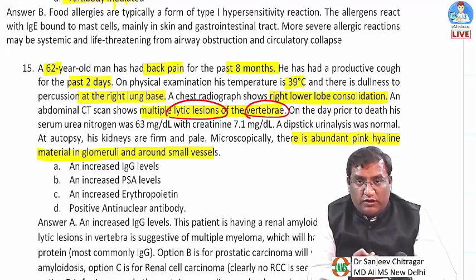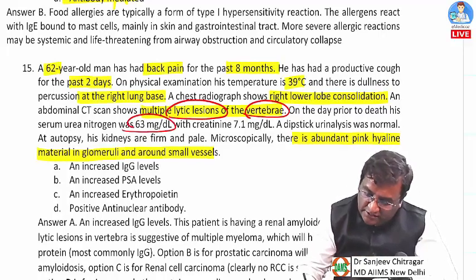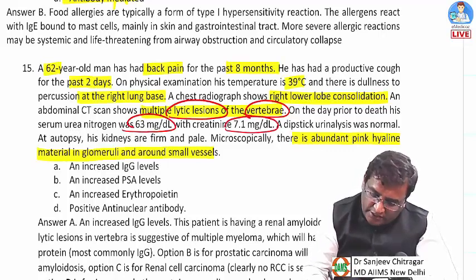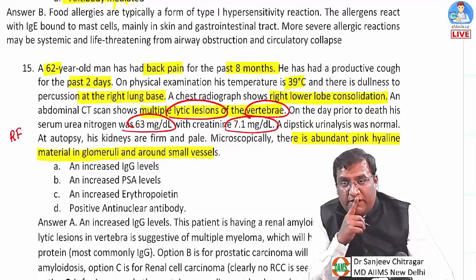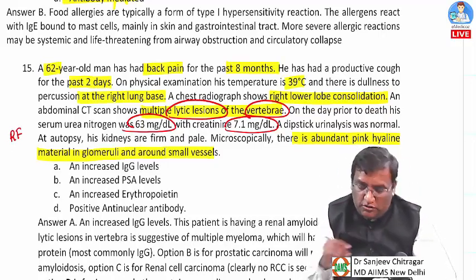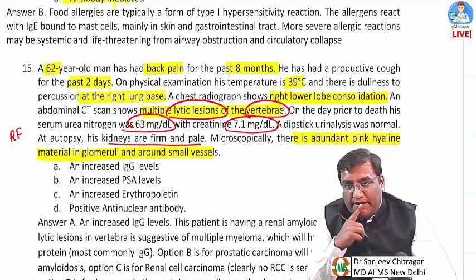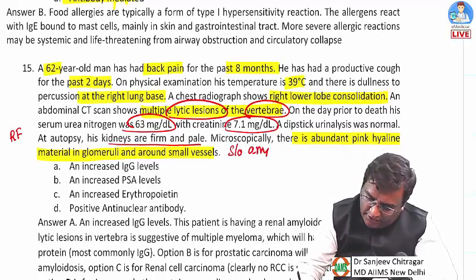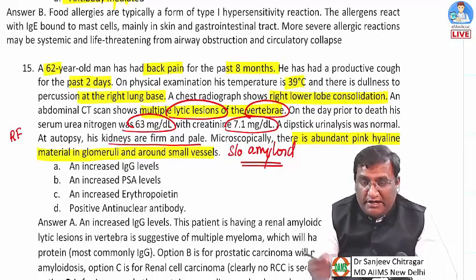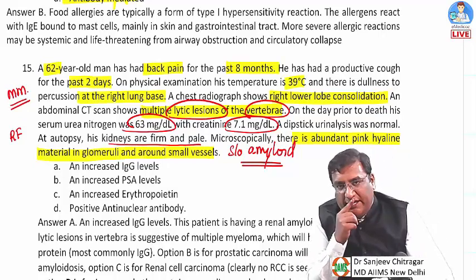1 day prior to his death, serum urea nitrogen 63, creatinine 7.1. So there is a renal failure. Evidence of a renal failure is there. Dipstick urine analysis was normal. At autopsy, kidneys are firm and pale, and microscopically abundant pink hyaline material is seen. This is suggestive of amyloid. So history is suggestive of amyloidosis of kidney with multiple lytic lesions, multiple myeloma. Primary amyloidosis is my diagnosis.